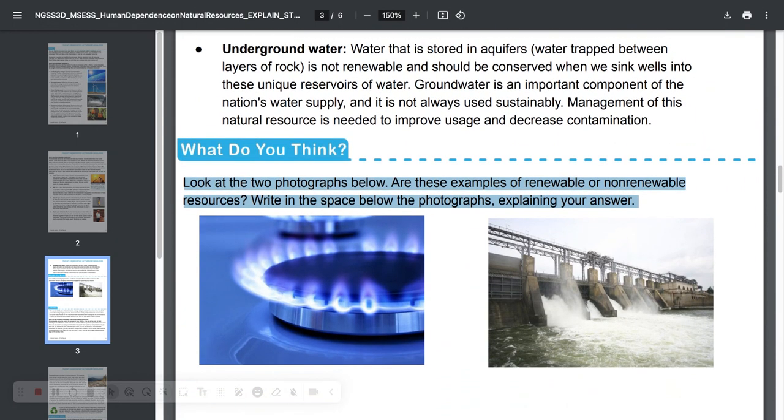Underground water. Water that has been stored in aquifers, which is water trapped between layers of rock, is not renewable and should be conserved when we sink wells into these unique reservoirs of water. Groundwater is an important component of the nation's water supply, and it's not always used sustainably. Management of this natural resource is needed to improve usage and decrease contamination.